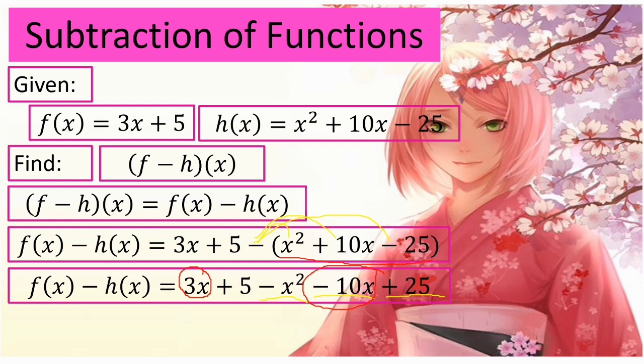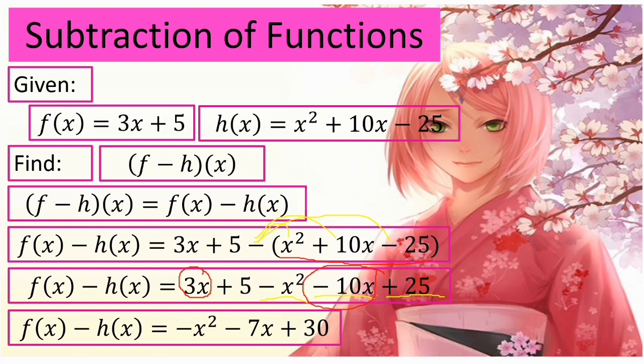So, ang magiging sagot natin, kokopyahin lang natin yung negative x squared, tapos, i-combine natin yung positive 3x minus 10x. So, 3x minus 10x is equal to negative 7x. Then, positive 5 plus 25 is equal to positive 30. So, ito yung final answer natin.